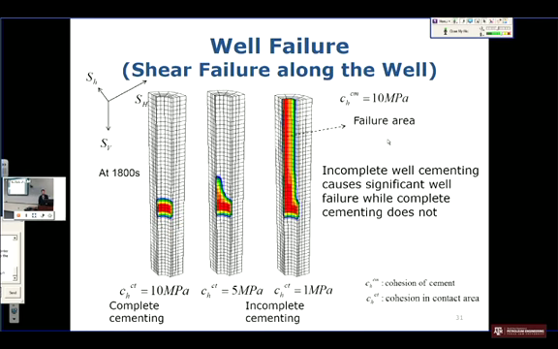We take a 10 megapascal cement, and when we have a complete cementing, then we have a cohesion value of 10 megapascal in the contact area. When we have complete cementing, then there is no failure. However, if we have an incomplete cementing, then there is significant failure along the well.